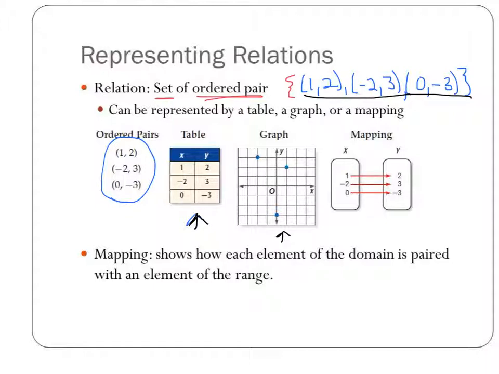And then we also have what's called a mapping. A mapping is a group of x's and then a group of y's, and we're going to draw an arrow across to match up the ordered pairs. So mapping shows how each element of the domain, remember the domain is your x's, is paired with an element from the range. Remember the range is your y's.